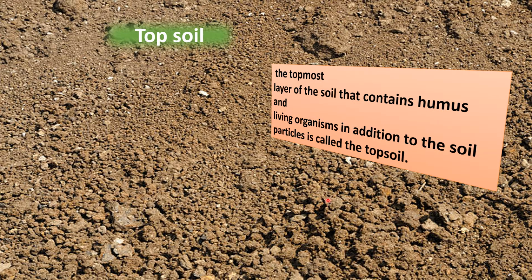Here the question might come into your mind: what is topsoil? What are we talking about when we say topsoil? Let's clear the idea. It is the topmost layer of the soil which contains humus and living organisms. That topmost layer of the soil is called topsoil.